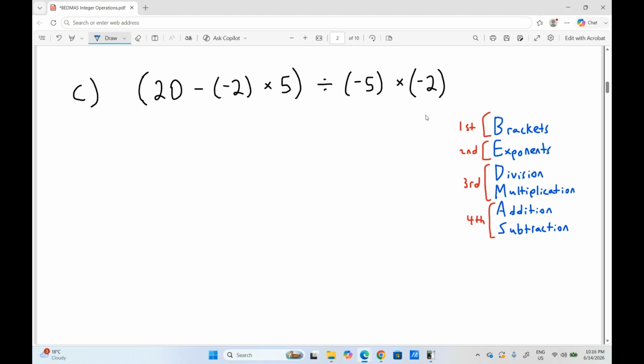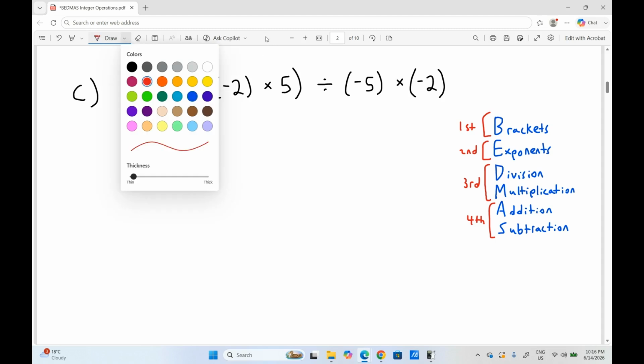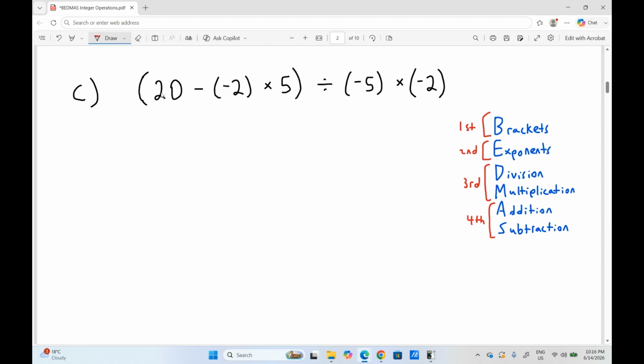So because brackets came first, I'm focusing on what's inside the brackets now. And then I'm just going to apply order of operations inside the brackets. So I'm going to scan, do I have any more brackets inside of the brackets? Nope, nothing that I can simplify because I just have -2 in brackets here. I don't have any exponents. So what's next would be the third thing I'm looking for, division or multiplication. I have a multiplication here. So I actually have to solve -2 times 5 before I do 20 minus -2.